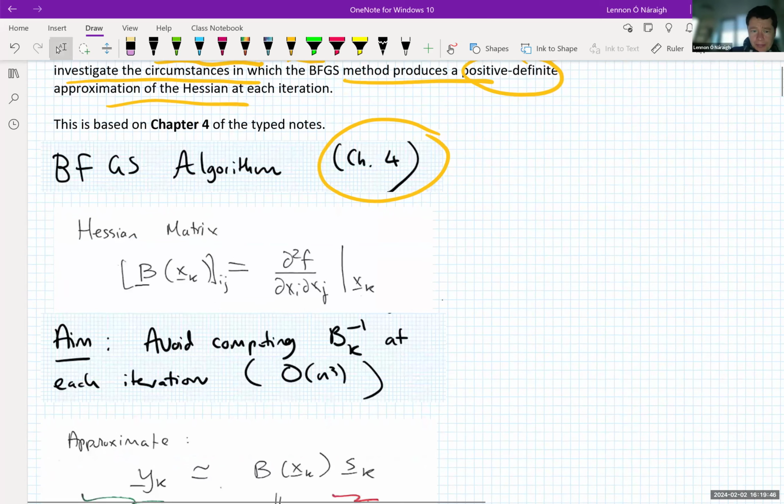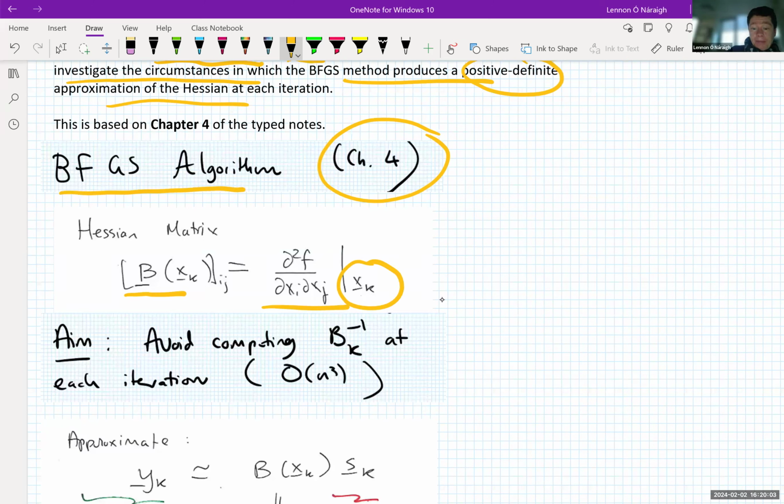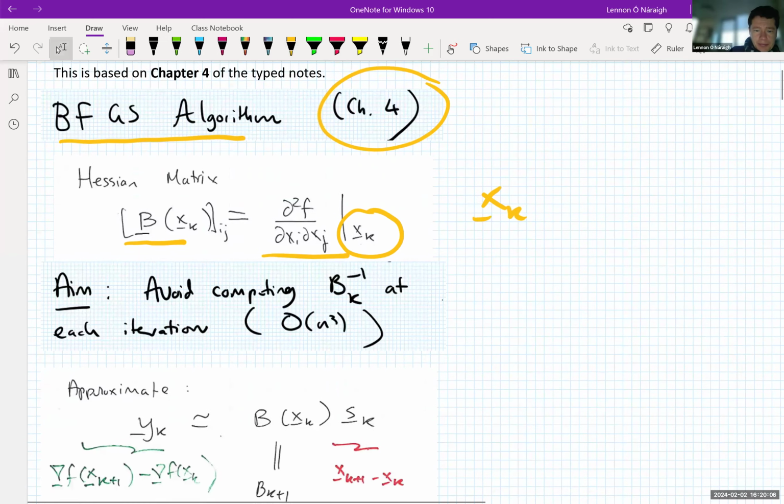So just a quick reminder of what we're doing when we use the BFGS algorithm. To recall the Hessian matrix, we use the notation B, and this is the matrix of partial derivatives of the cost function evaluated at xk, the present iteration. The rationale for the BFGS method is to avoid having to compute Bk inverse at each iteration. If you're doing the pure Newton method for computing the search direction, you would have to invert the Hessian at each iteration, and this is a costly operation, order n cubed. So the aim of BFGS is to avoid having to do this.